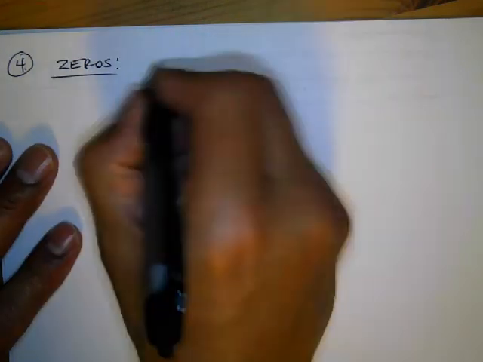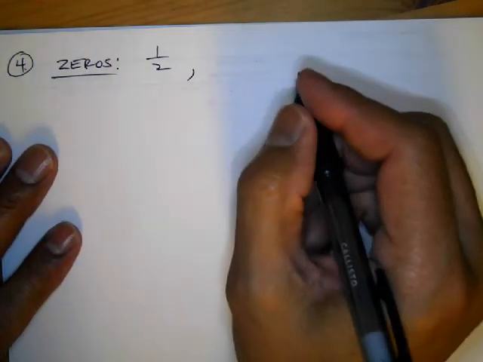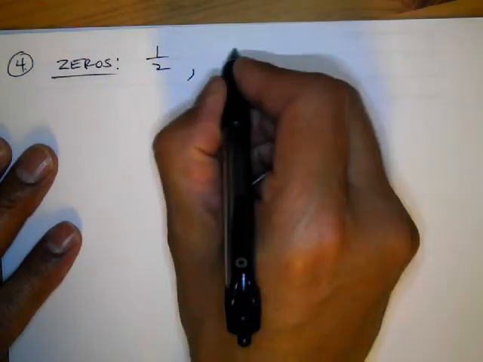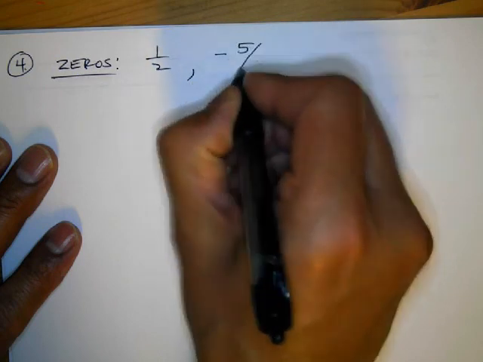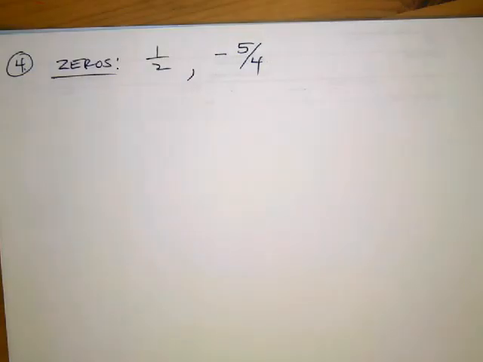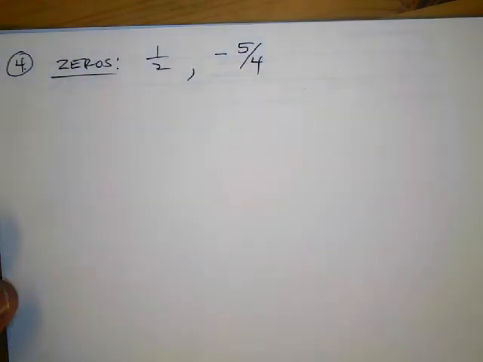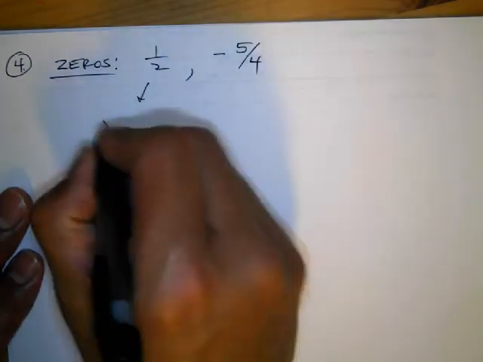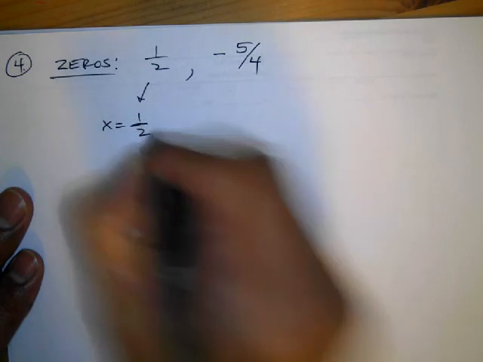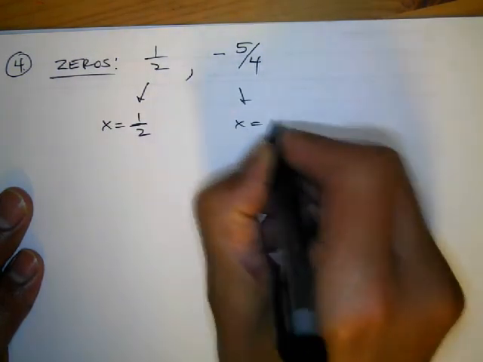All right, let's do one more. There we go. I told you it's going to start off easy, look really easy, and now, I don't know. I hope you're still good. Last one. What if I give you these zeros like this? What if I give you the zeros 1/2 and negative 5/4?